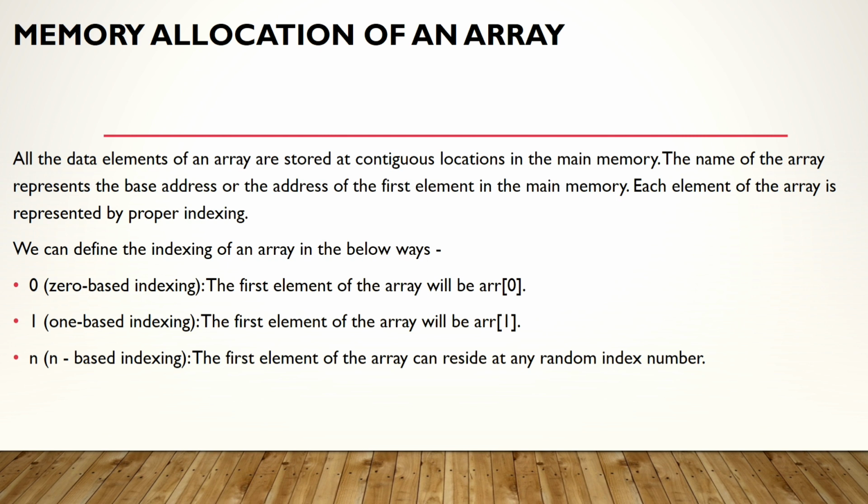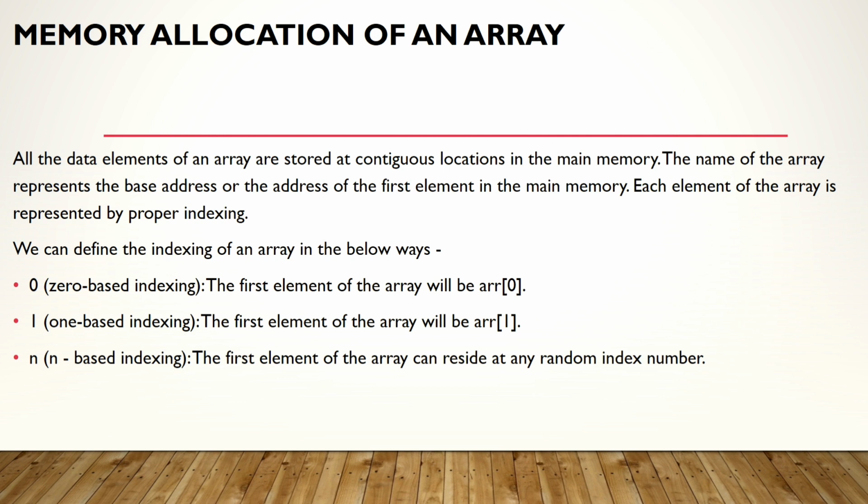So second is the memory allocation of an array. So what do we mean by memory allocation? As we have seen earlier, all the data elements of an array are stored at contiguous locations in the main memory. The name of the array represents the base address, or the address of the first element in the main memory. Each element of the array is represented by proper indexing.